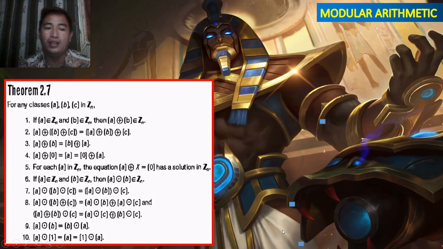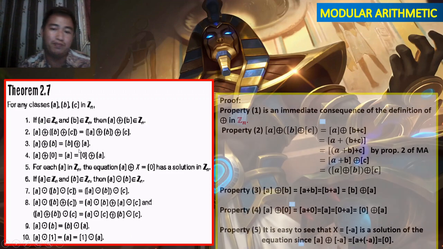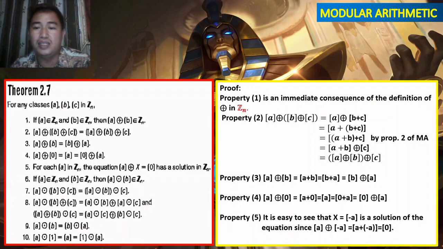Okay, copy this, class, Theorem 2.7, and then we will prove it. So, proof. Property 1 is an immediate consequence of the definition of the symbol. If you add the two, it is still an element of Zn. Okay, property number 2, this is the associative property for addition.